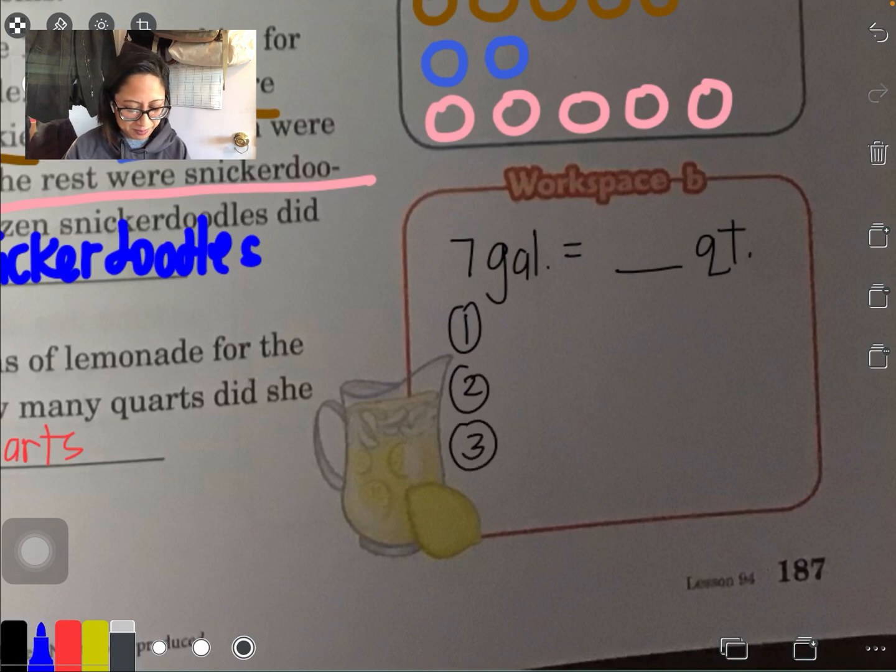Okay, steps are here. Now I have to ask myself, who's bigger, a gallon or a quart? And I just drew it for you. A gallon is bigger. So I'm going to go from big to small. From big to small, I multiply.